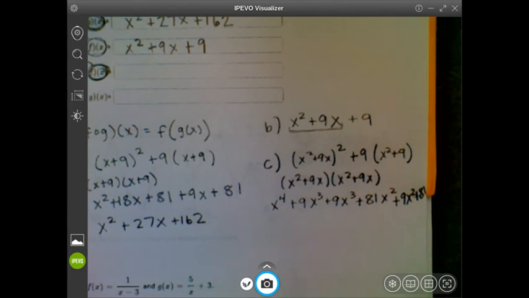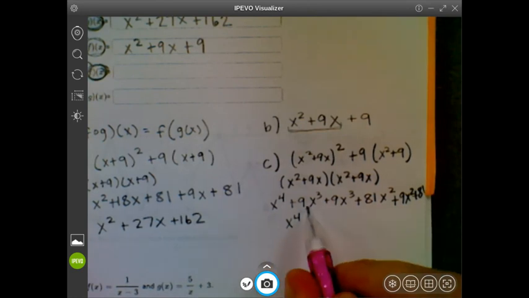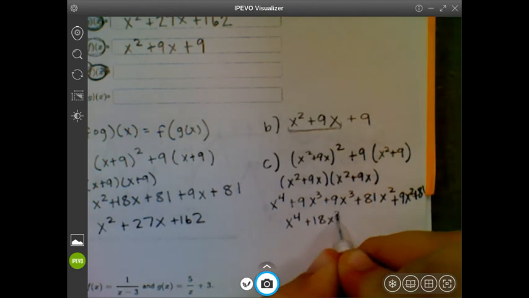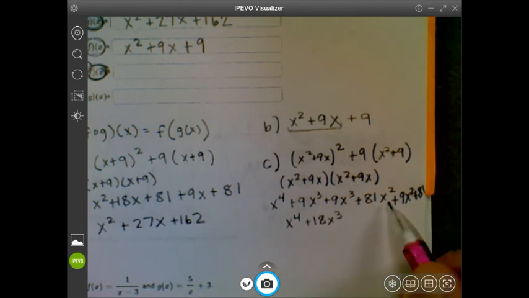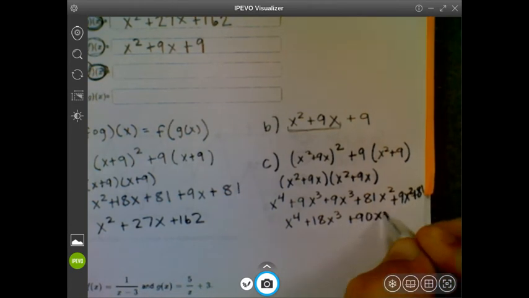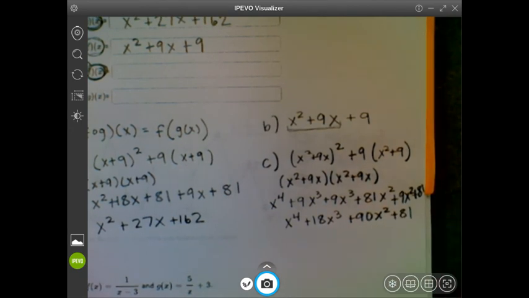And then just combine your like terms. So x to the 4th is by itself. We have 9x cubed and a 9x cubed, so it'll be an 18x cubed. We have an 81x squared and a 9x squared, so it'll be a 90x squared. And then that 81 is the only constant there. So plus 81.